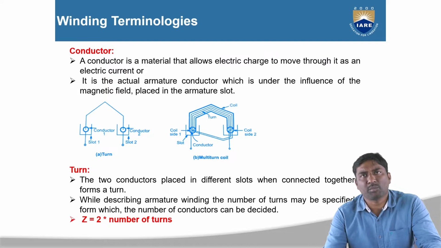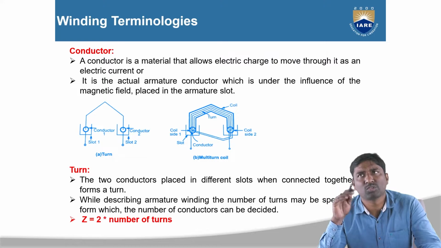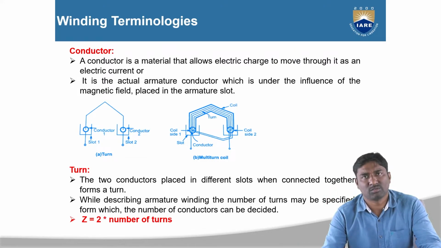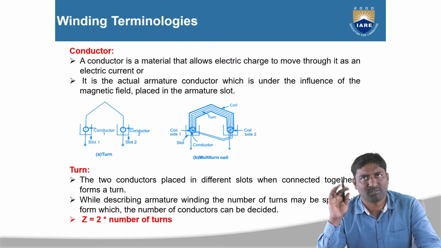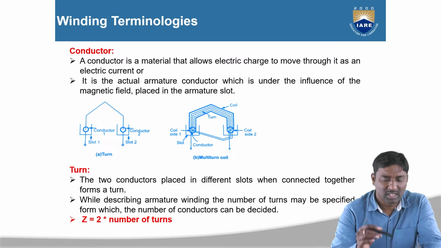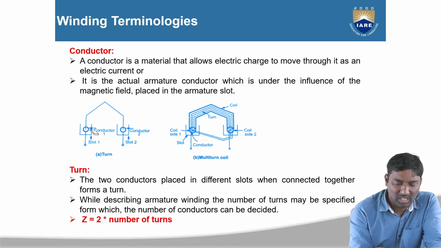Now, in winding terminologies, the main part is the conductor. What is meant by a conductor? A conductor is a material that allows electric charge to move through it, which is an electric current. Or we can also call it an actual armature conductor, which is under the influence of the magnetic field, placed in the armature slot. For example, you can see in this diagram A, this is the conductor I am saying.